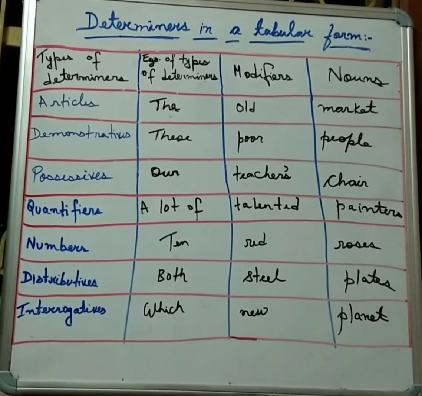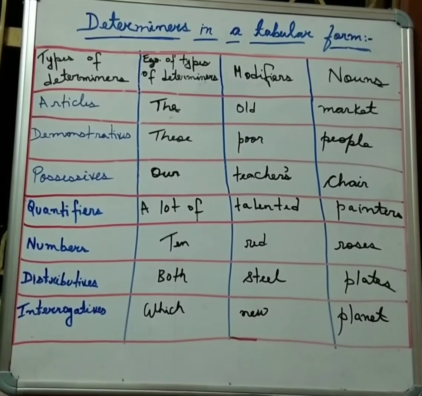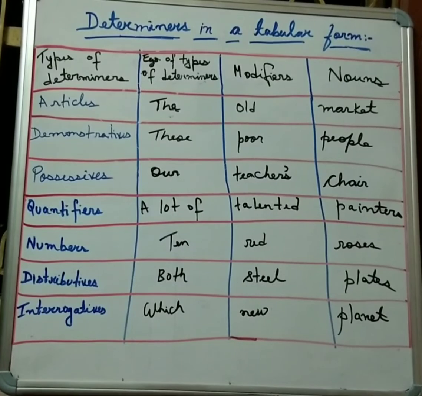Lastly we have the interrogatives. As you can know from the name itself, interrogative means asking questions. So which new planet? Which is the example of interrogative determiners. New is the modifier, noun is the planet. It is a singular noun.